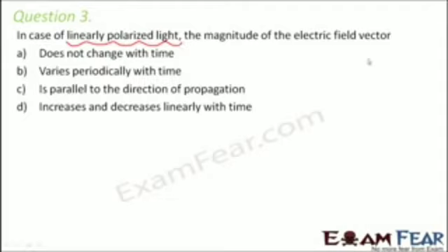So if you have observed the variation of electric field and magnetic field, if the electric field varies like this, the magnetic field varies like this, perpendicular to the electric field, somewhat like this, correct? So B is the correct option.